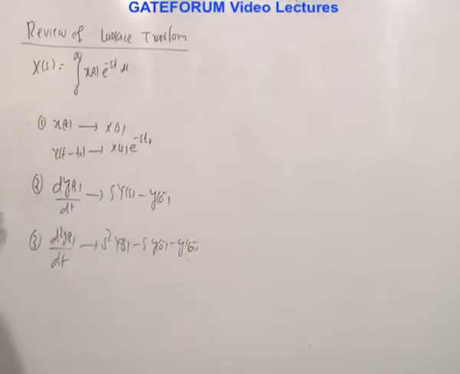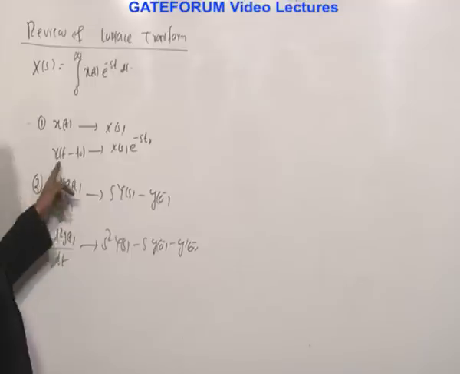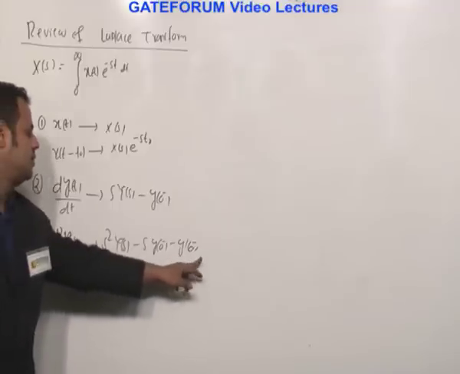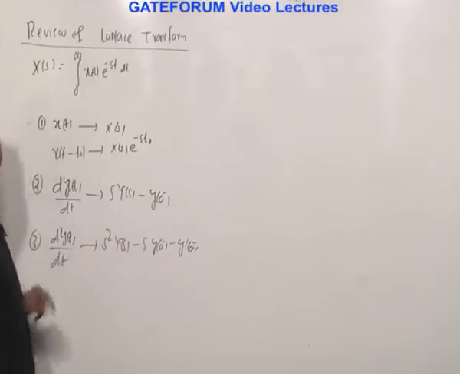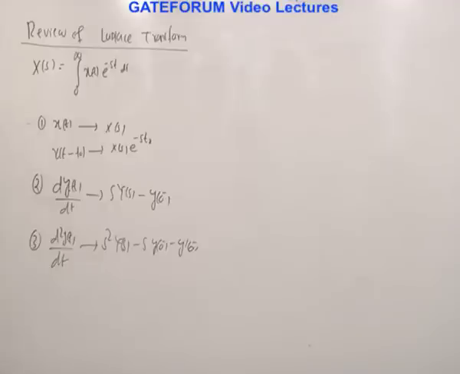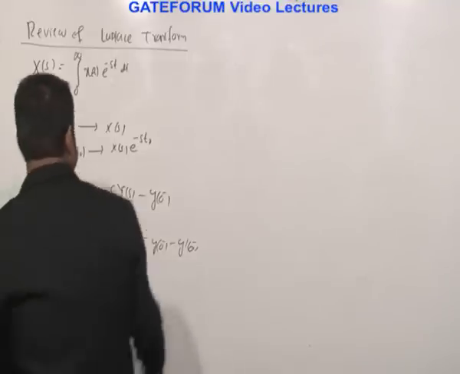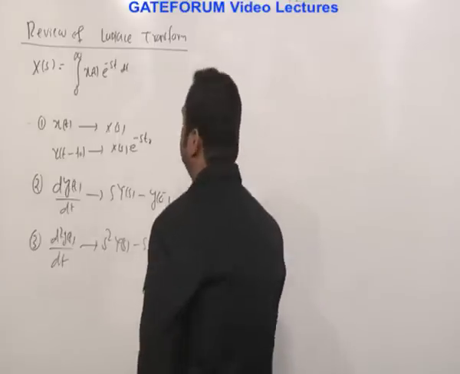Notice one thing: if the derivative is of first order, you need one initial condition. If it is of order 2, you need 2. If it is 3, you need 3. If it is n, you need n initial conditions. That's one thing.